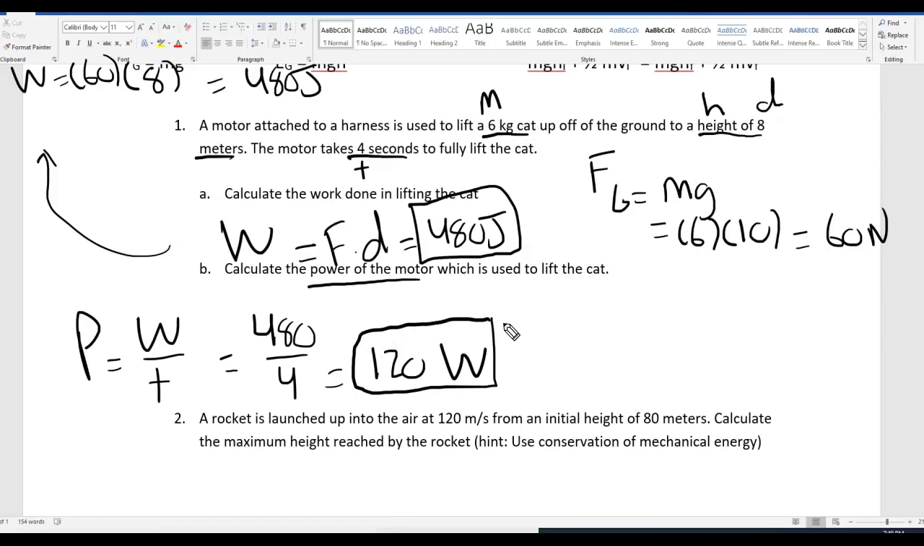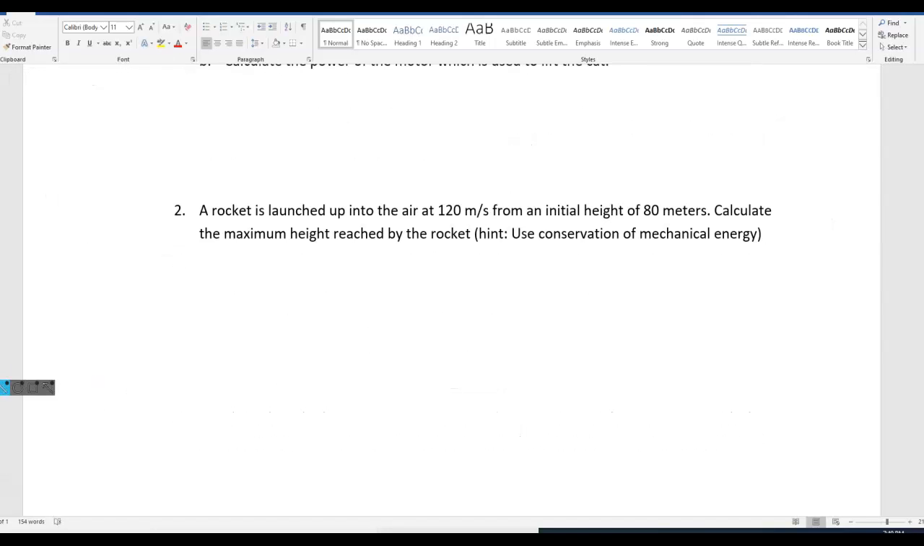So question 1A, 1B, that should be a review question by now. That should be pretty simple. Pause it there if you need to take a look at that. Okay, so I'm going to erase this. And then let's take a look at question 2.